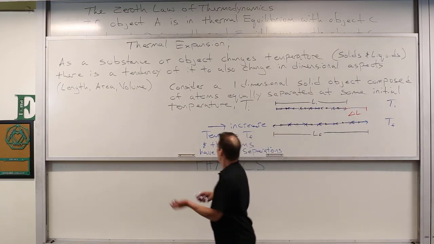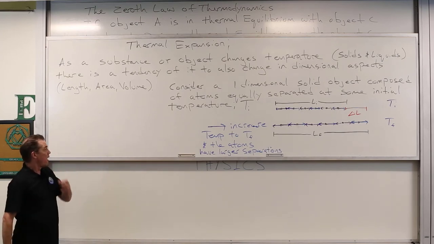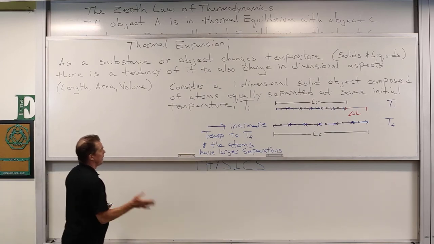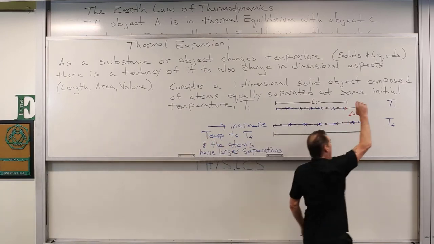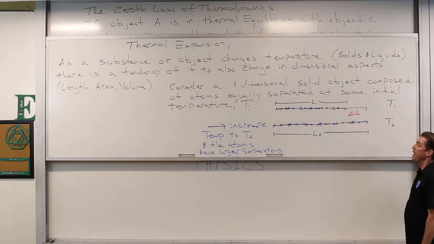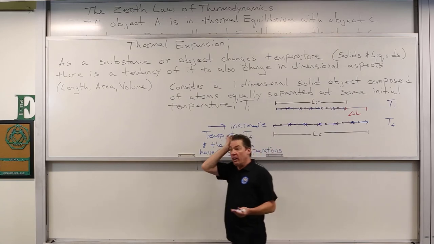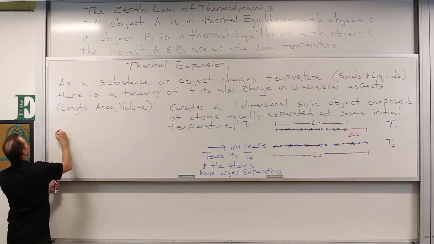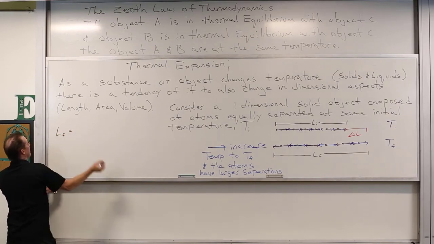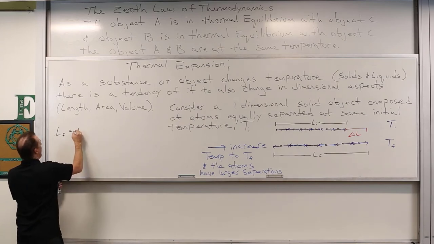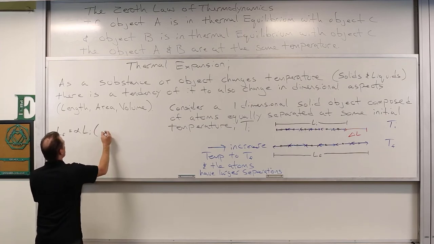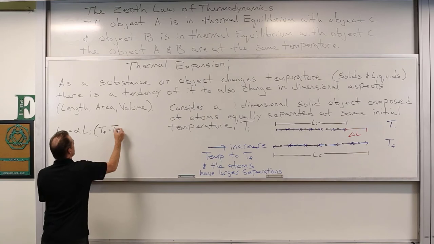So what do we do with that? Well, we can write out a little expression. This expression, not deriving it, is a first order approximation from some higher level stuff. But ultimately, we can get a correlation between temperature change, change in length, and something about the material itself. So we can write that L final is equal to alpha times L initial times T final minus T initial.